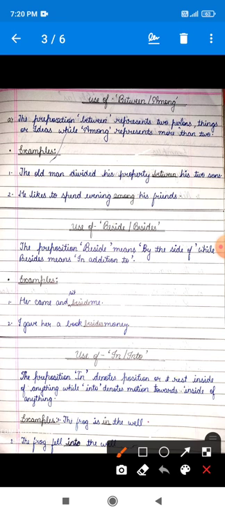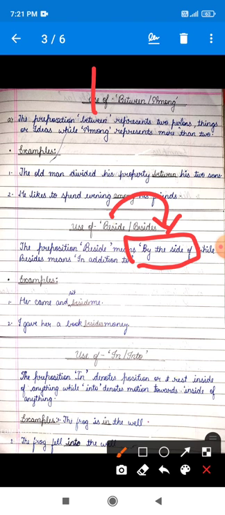Okay, dear. Now see use of beside and besides. So dear, the preposition beside means by the side of. Okay, dear. Preposition beside means by the side of. Okay. Now the question is that, sir, what is by the side of?